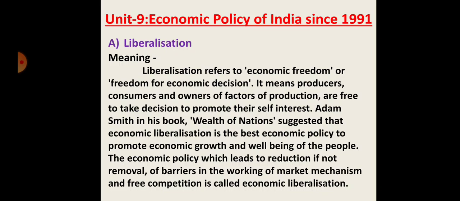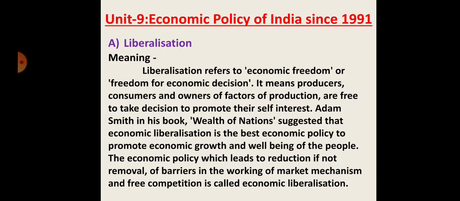Then Adam Smith is a well known classical economist. His book is The Wealth of Nations. He suggested that economic liberalization is the best economic policy to promote the economic growth and well-being of the people. So Adam Smith also supports the liberalized policy.